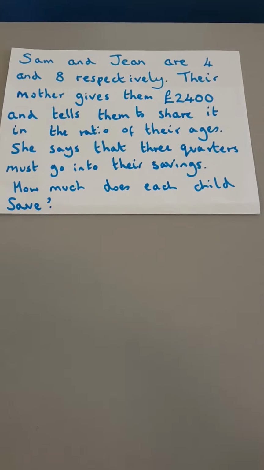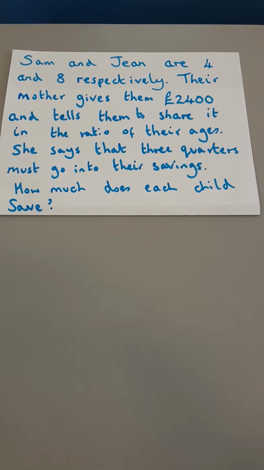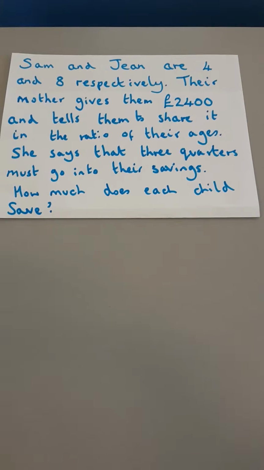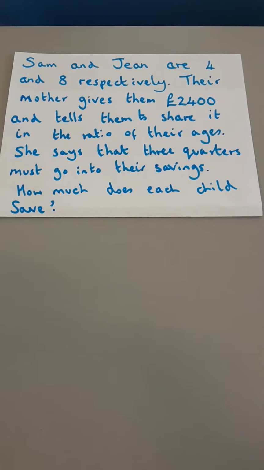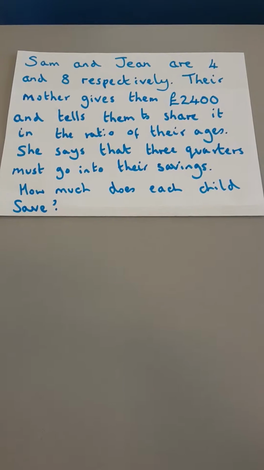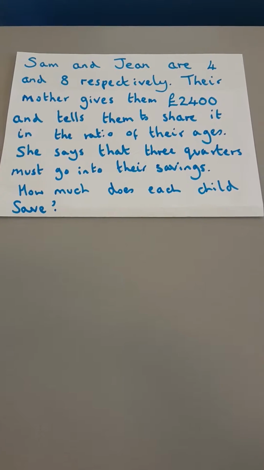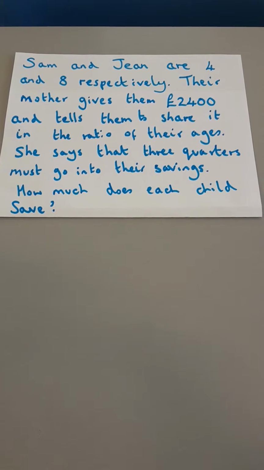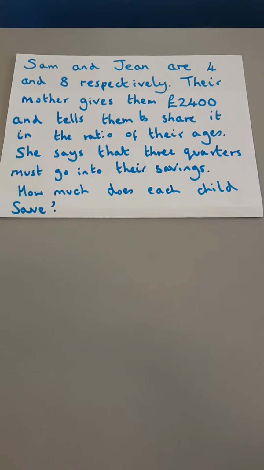The question is: Sam and Jean are 4 and 8 respectively. Their mother gives them £2,400 and tells them to share it in the ratio of their ages. She says that 3/4 must go into their savings. How much does each child save?